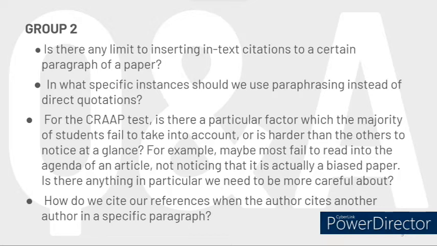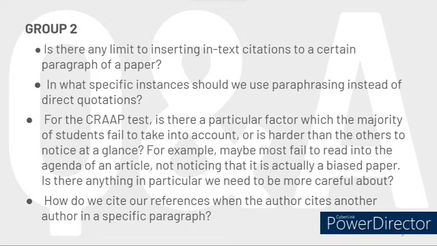Okay, next question. For the CRAAP test, is there a particular factor why the majority of students fail to take into account, or is it harder than the others to notice at a glance? For example, maybe most fail to read into the agenda of an article, not noticing that it is actually a biased paper. Is there anything in particular that we need to be more careful about?